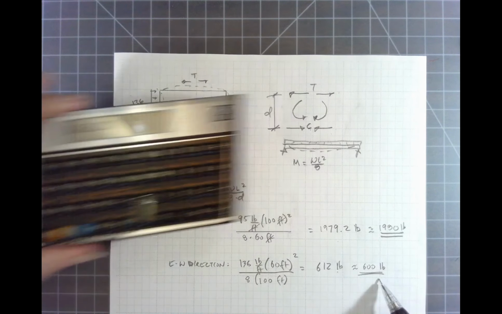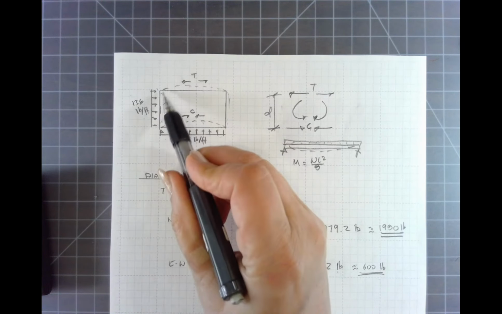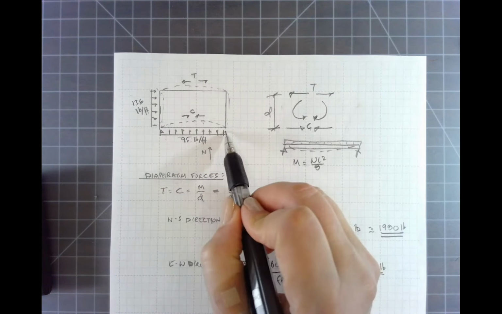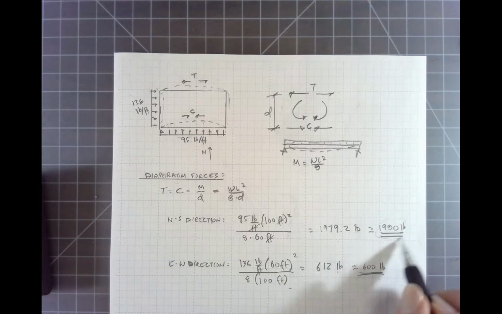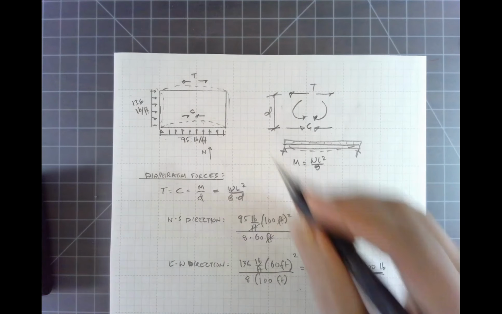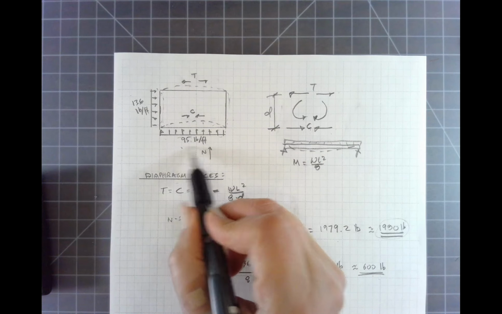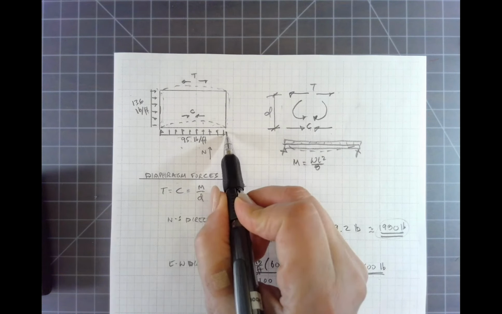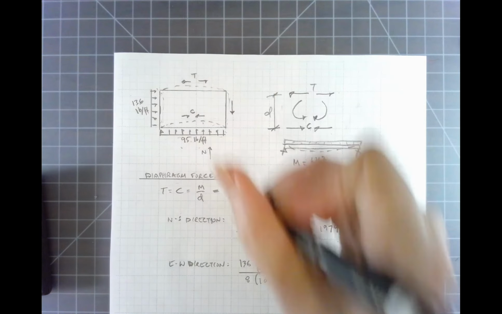So much lower forces, even though the force is higher in this calculation, because the span is shorter and the depth is deeper, the force comes out much lower. So if you design for 1,980 in this direction and 600 in that direction, that would solve for our diaphragm forces. Now the total shear force, the total reaction force, the 95 pounds per foot over 100 feet, divide that by 2, that becomes a reaction here that we design for.